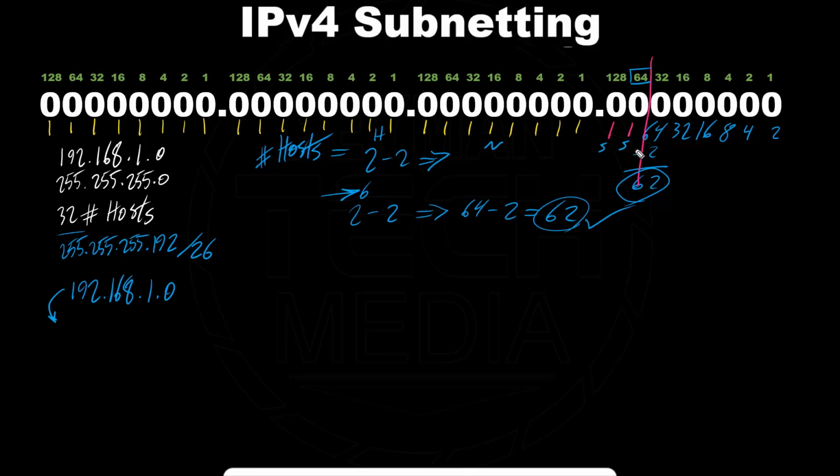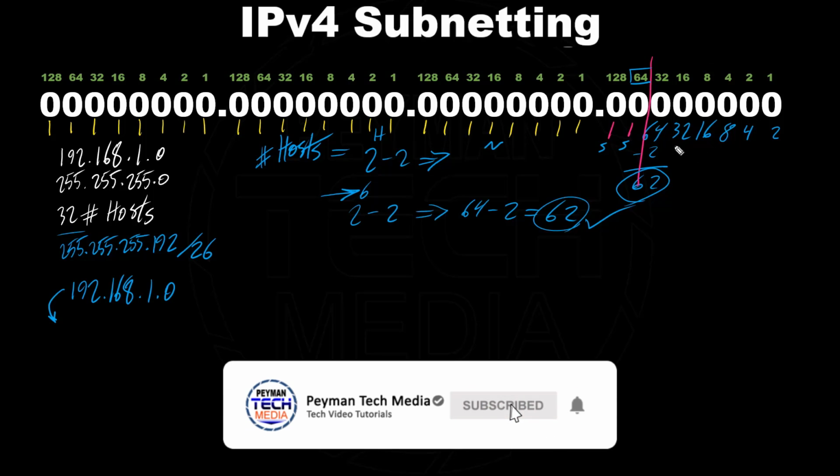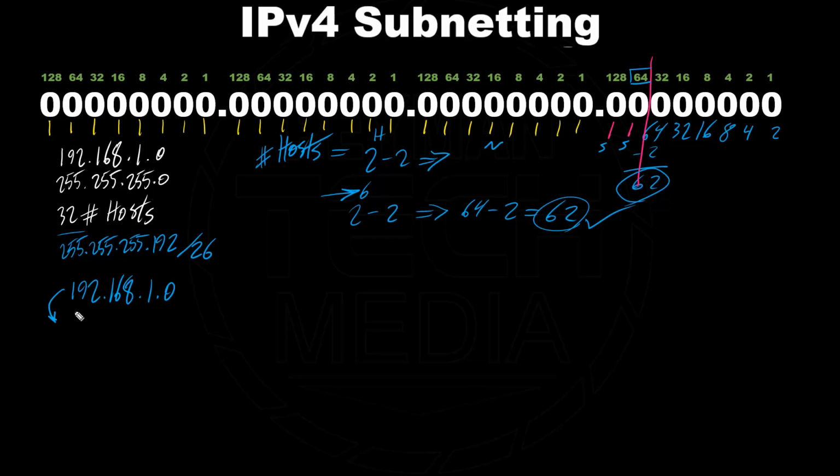This is the cut line. We are working on the last octet. So this is our last octet. We are incrementing by 64. The next subnet would be 192.168.1.64. The next subnet would be 192.168.1.128.